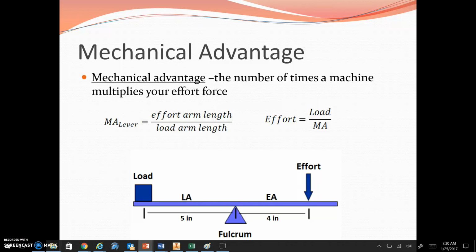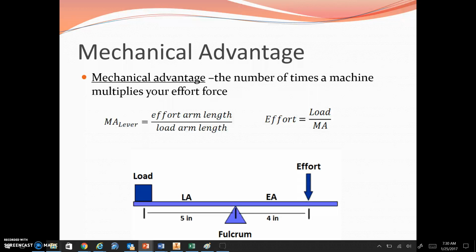This video goes along with the Trebuchet project, specifically the worksheet on mechanical advantage. Mechanical advantage is the number of times a machine multiplies the amount of force that you put in. Now, you have a mechanical advantage with a lot of different machines.